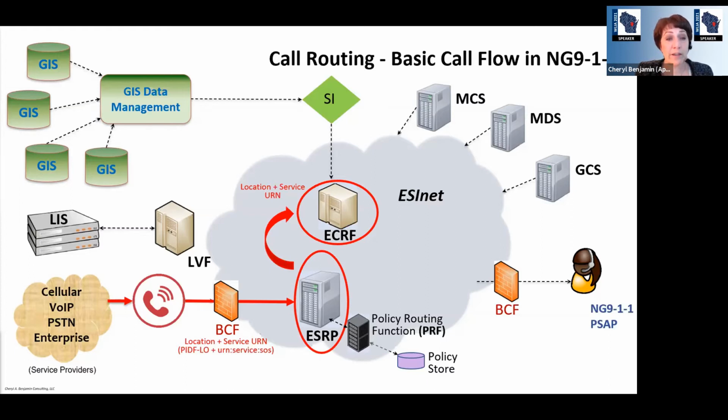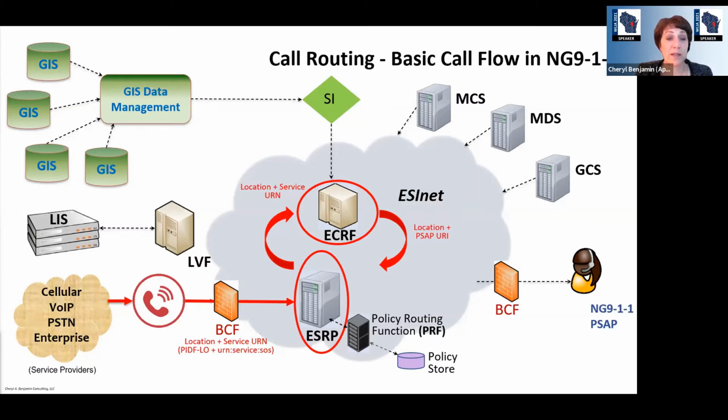Now, if the location is provided as a civic address, it's going to look at your site structure address points first. If it can't find an address point matching that address, then it's going to geocode the address to the road centerlines, interpolating the location along the road where the civic address is located, and then doing the point and polygon query at that point. So the ECRF is going to take the location information, it's going to take the SOS service URN, and it's going to generate what's called a Uniform Resource Identifier, a URI. And that identifies a resource on the IP network on where to route the call. And basically, it's how it gets the call to the correct PSAP.